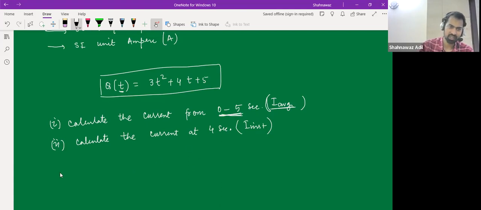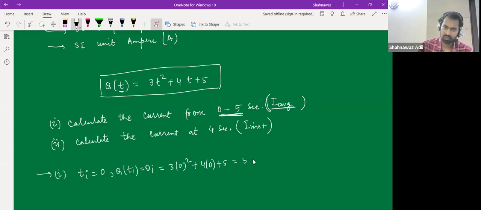So from 0 to 5 seconds. What is the initial time? 0 seconds, right? And corresponding to initial time, you will have Q initial, right? So let me write this as Ti, which is Q initial, which is how much? 0 squared plus 4 into 0 plus 5. So this is 5 amperes. And then we have this final time. So final time is how much? 5 seconds. So Q final would be 5 squared plus 4 into 5 plus 5.